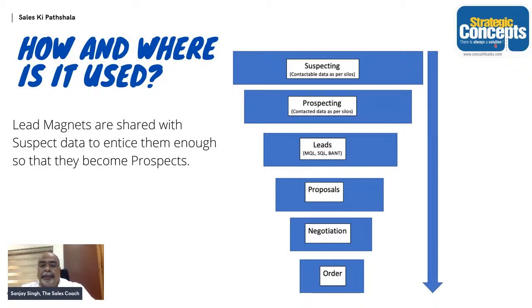You make use of a lead magnet to convert a suspect into a prospect, to convert an infinite database of suspects into a finite database of prospects, to convert an infinite number of people where you have a suspicion could become your customer into a finite number of people who have shown interest in your benefits. You see the game there.